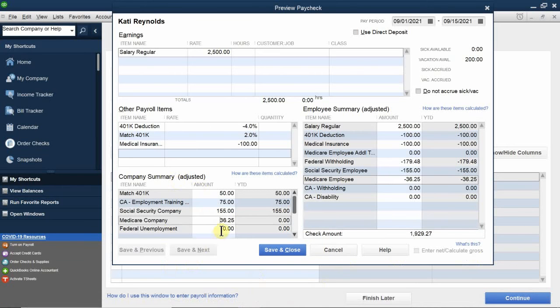And then, of course, I do that. And then federal unemployment, in our class, we learn it as 6%. So 2,000 times 0.6% is going to give me a total of $150. So again, this is the total taxes that the employer is responsible to pay for having Katie work for our company.